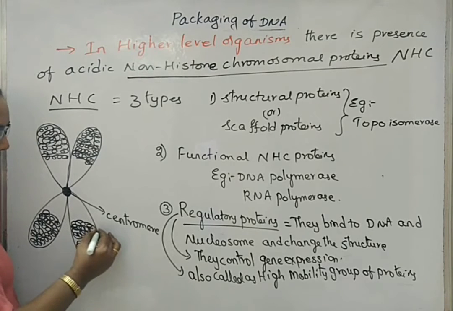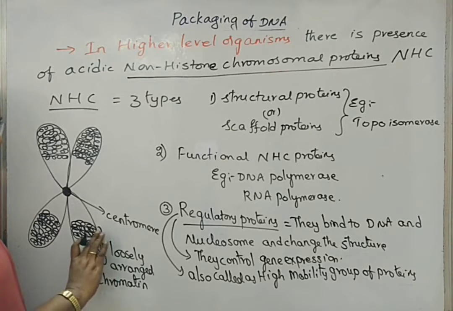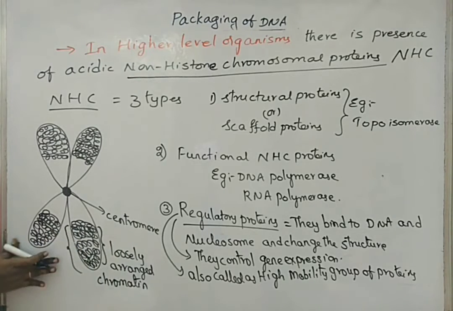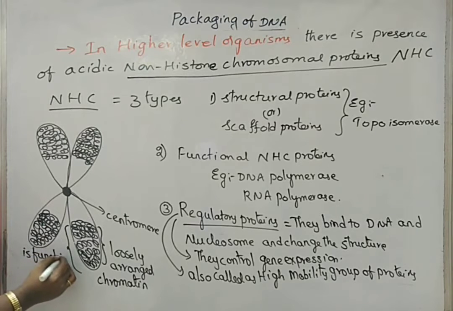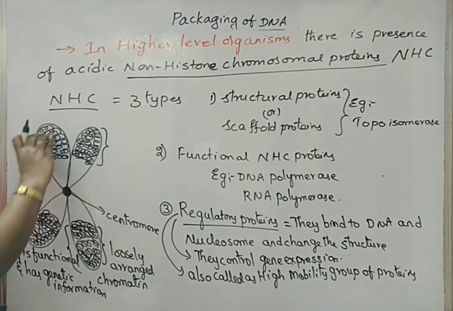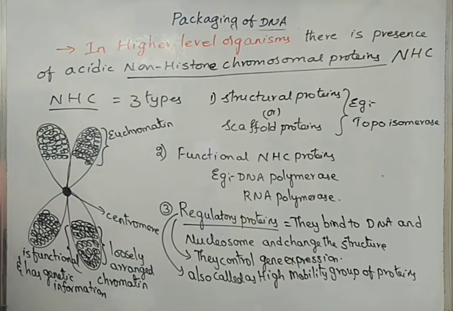Nucleosomes. Now, this part is loosely arranged chromatin, and it is considered as functional chromatin. This part of chromatin is involved in transcription, translation. It is functional and has genetic information. So this part, it can be this or this or this or this. This is called as a euchromatin. It is responsible for transcription and translation process and transfer of genetic information also.